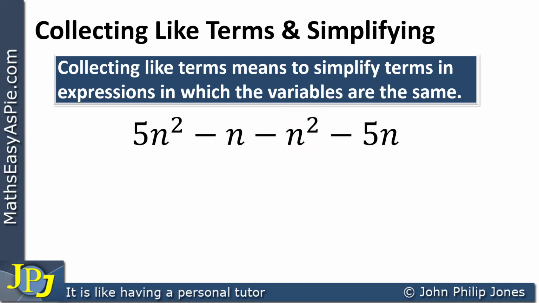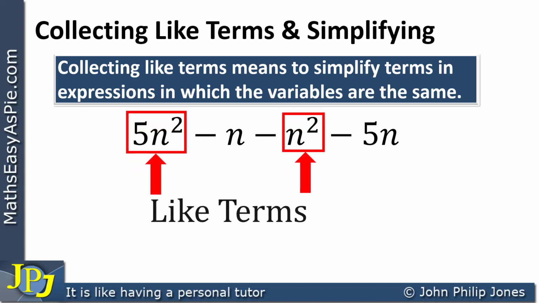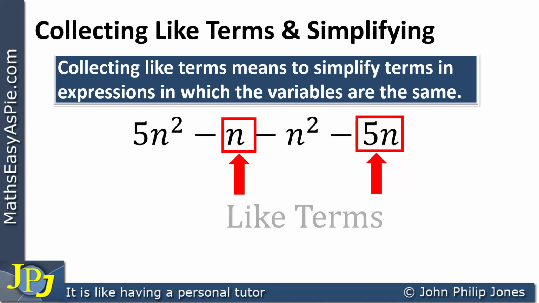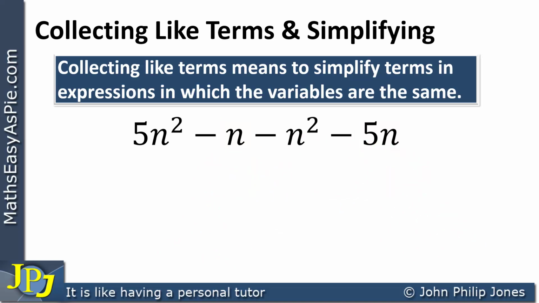So let's have a look at some like terms. These are like terms because the n is squared. We have n squared, 5n squared, and just n squared. Here, if you look, you have n by itself. In both cases, you have n by itself, and here you have 5 lots of n. Now, the thing is, this n squared is not the same as the n by itself. It's regarded as being different.